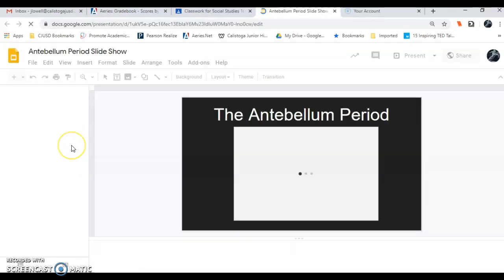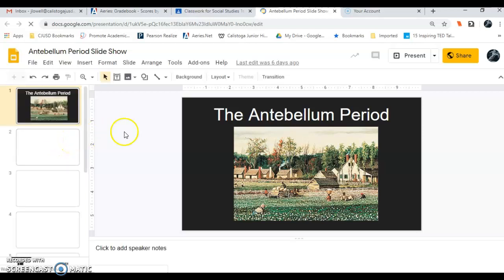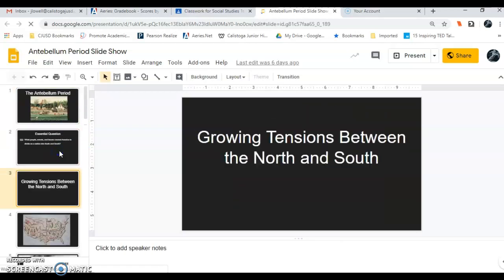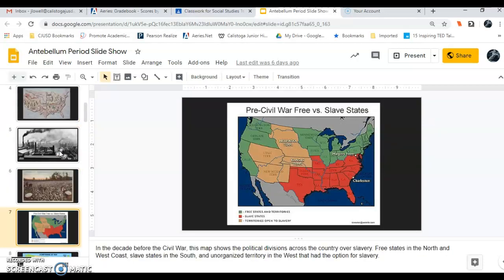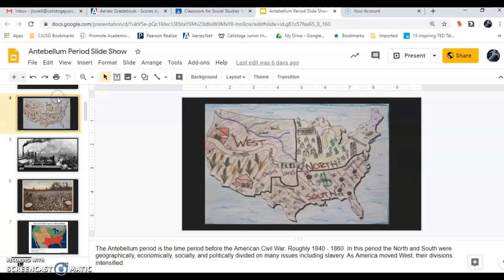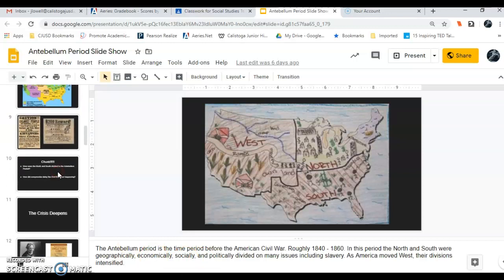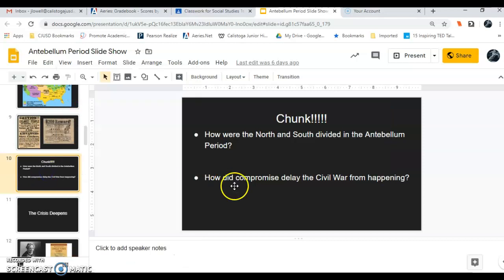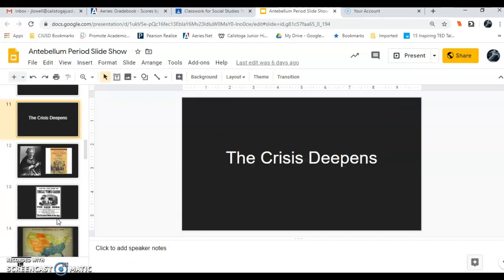When you do look at the slideshow, I just want to show you how it's set up. As soon as it pops up, it has an essential question, it has topics, it has lots of images like I usually do. Underneath each of these, you can see there are notes at the bottom. So you can go back and use these notes to help you answer some of the questions. At the end of each section is our chunk where we answer some key critical questions. And you do that for several topics.